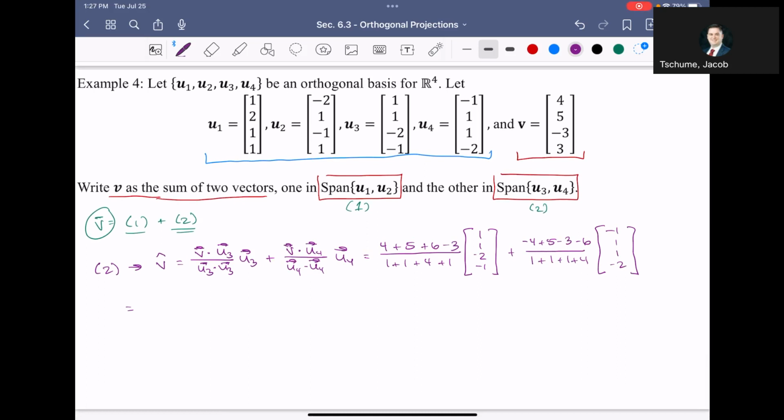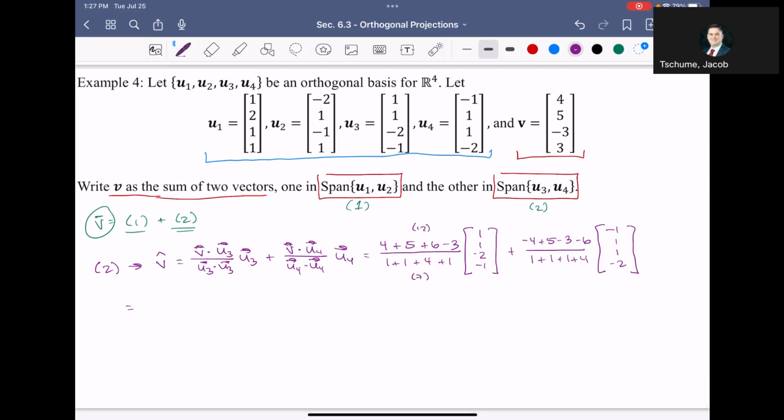Working my way down, let's do our scalars. Let's see if I can not screw this up this time. 9 and 6 is 15, and 15 minus 3 is 12. 1 plus 1 plus 4 plus 3 is 7. That seems pretty bad. Let me double check myself. 9, 15, yeah, okay, so 12 sevenths. So this would be 12 sevenths times the vector 1, 1, negative 2, negative 1.